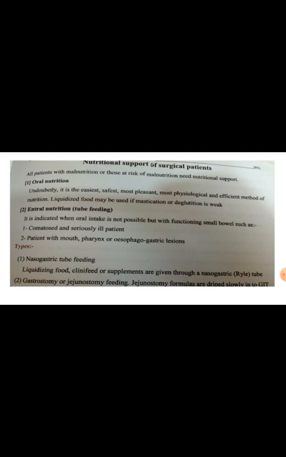In long-standing and comatose patients, the nasogastric tube may lead to aspiration, so it's not preferred for long-standing cases. So we do gastrostomy, an opening in the stomach connected to the anterior abdominal wall by a tube, or jejunostomy feeding. Jejunostomy formulas are dripped slowly into the GIT.